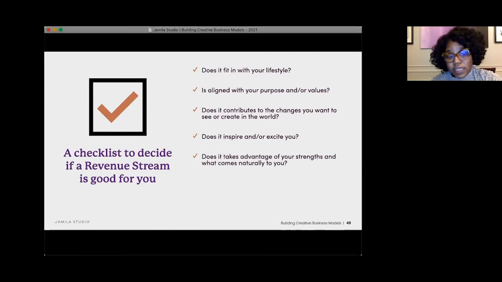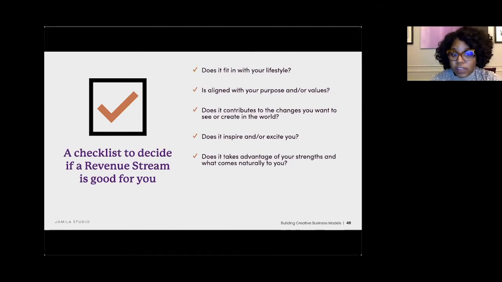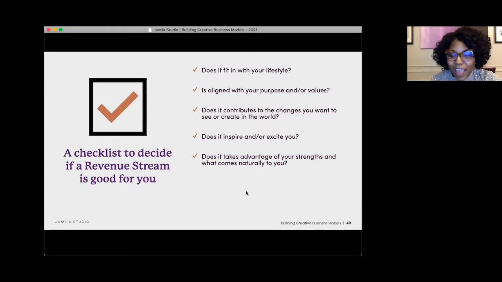So does this revenue stream take advantage of my strengths and what comes naturally to me? If I'm a natural born seller, I need to be in front of people. Maybe I need to do time dependent revenue. If I hate interacting with people and I'd much rather be in my home in my pajamas, maybe I need to do time independent revenue. Maybe I need to do e-commerce where I don't need to interact with people.